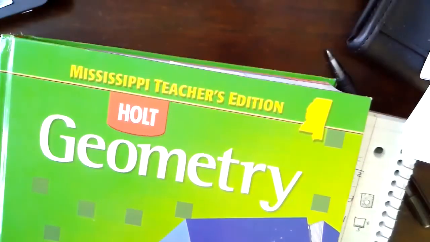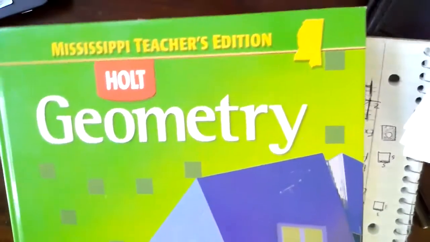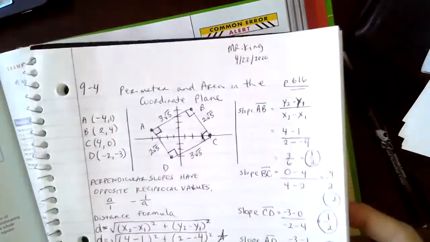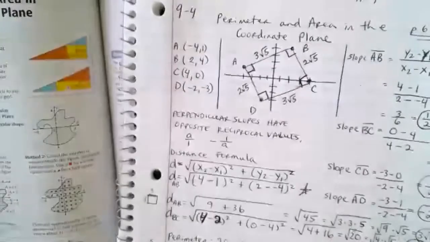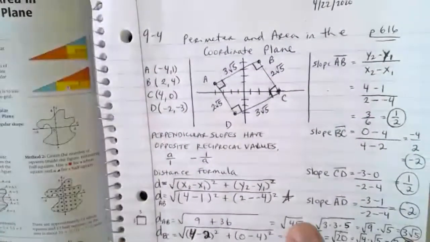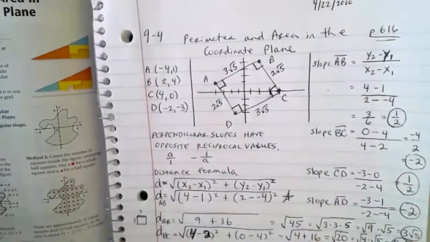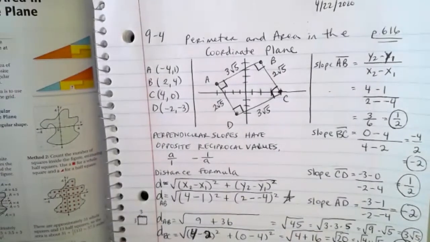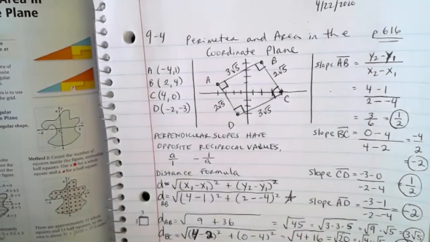Okay, I'm going to go straight into it today. We're in the geometry book, the green geometry book, and last time we were working on 9-4, perimeter and area in the coordinate plane. Let's see, I've got a few people I've got to get in here on this.